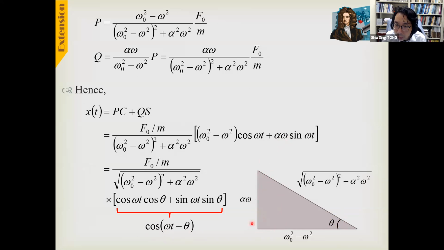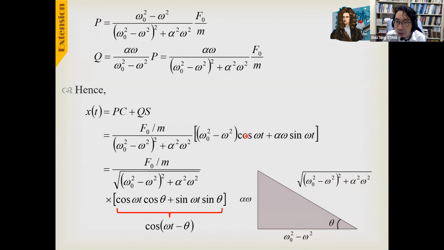On the vertical side, I denote the vertical side as alpha omega, which is this. The length of the base of the triangle is omega naught square minus omega square. So now I have two sides, right? And the hypotenuse of the triangle is, of course, this term square plus this term square, square root, which is this guy. Now, if I want to write omega naught square minus omega square, I can actually write it as the hypotenuse multiplied by cosine theta.